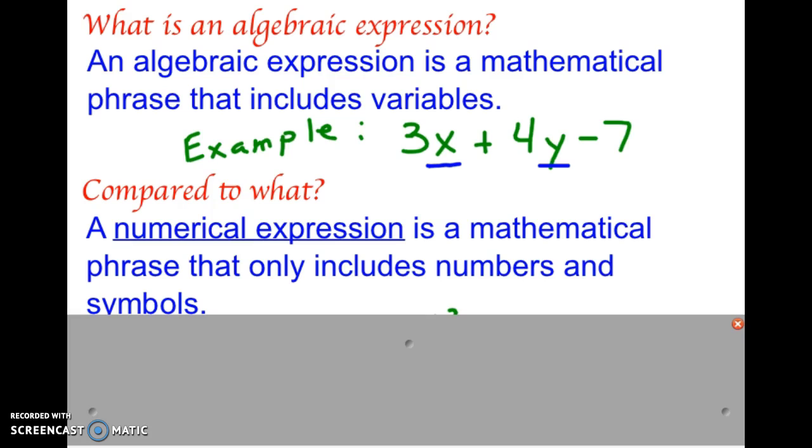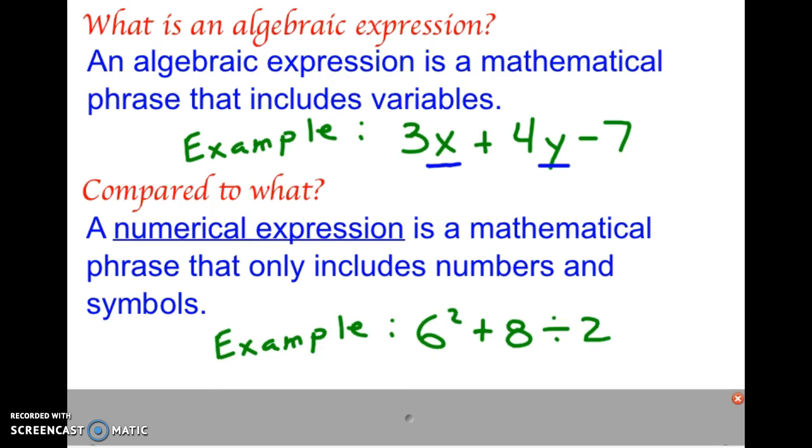A numerical expression, on the other hand, is a mathematical phrase that includes numbers and symbols. In the example here, the 6 squared plus 8 divided by 2 has only numbers and mathematical operation symbols.